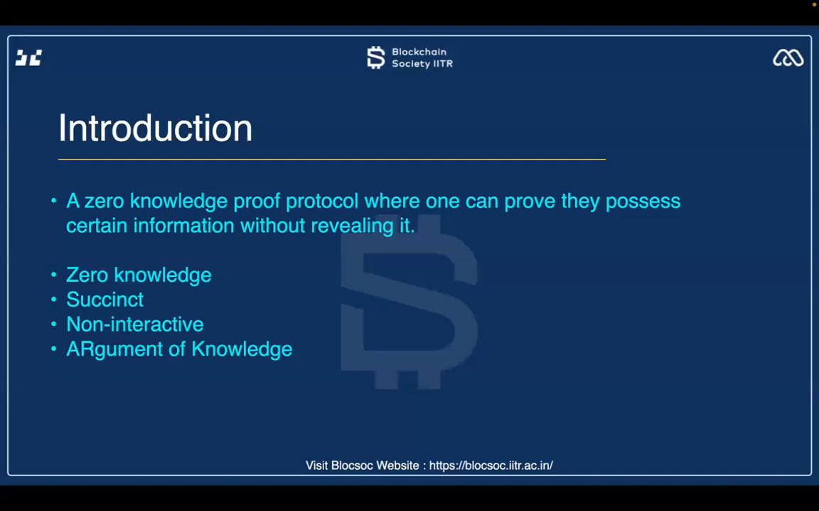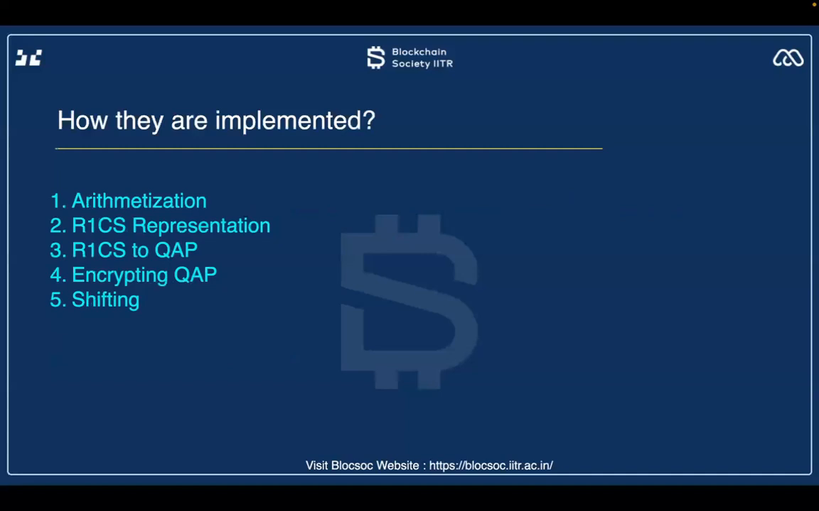Okay, and argument of knowledge. The prover provides the verifier with the argument that yes, he knows some information. So how are they implemented? There are mainly five steps: arithmetization, R1CS, R1CS to QAP, encryption of QAP, and shifting salting. And we'll go through each of them one by one.